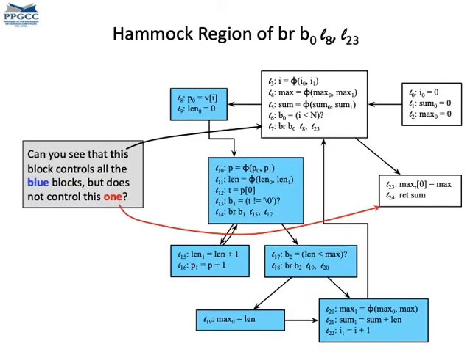If we look into the CFG, we can see that L7 controls the execution of all the blue blocks, but not the block from L23 to L24. In other words, depending on the branch on L7 right here, we might execute the blue blocks or not. However, regardless of L7, we will always execute L23 and L24, because L23 and L24 post-dominate this basic block here.